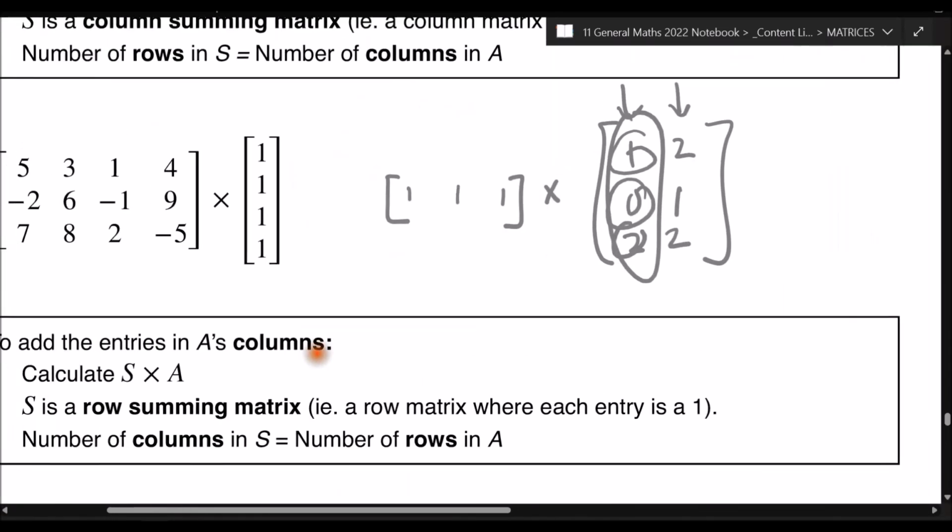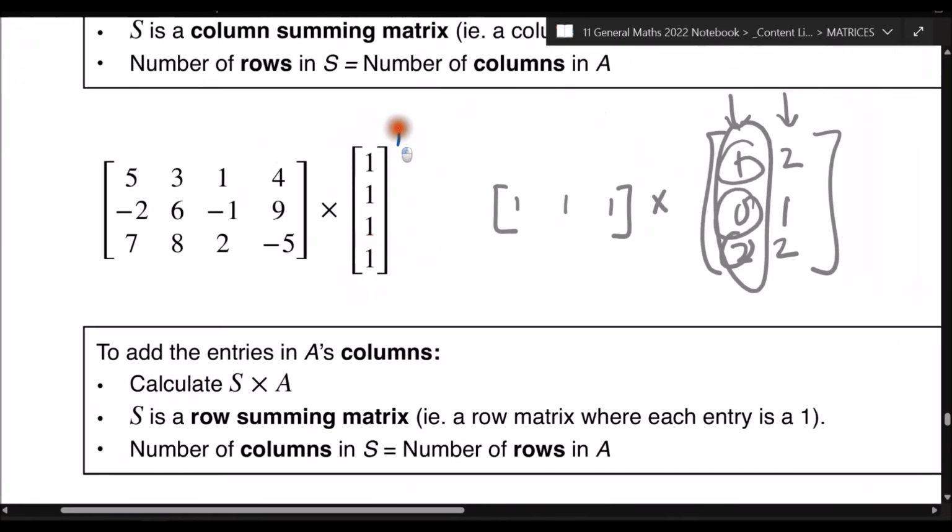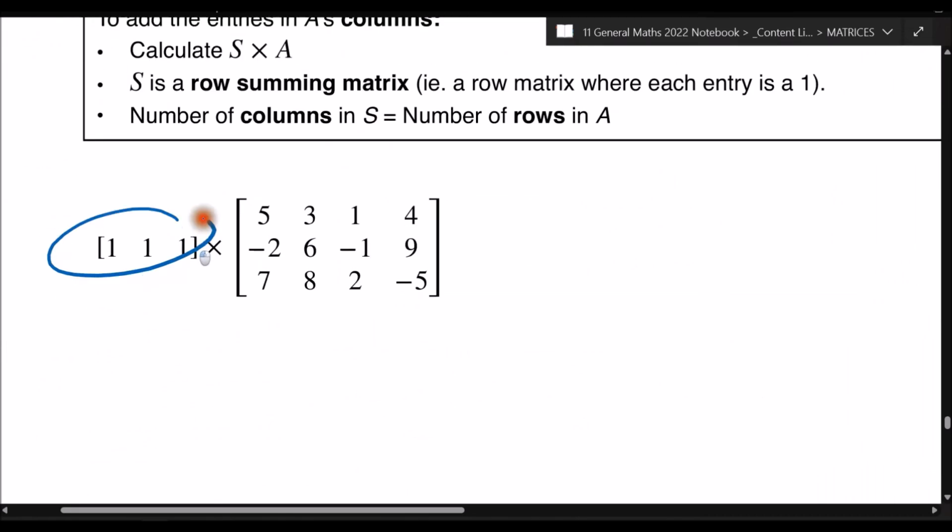Remember what they both do? A column matrix like this goes on the right-hand side, and it adds up all of the rows. A row matrix like this goes on the left-hand side, and it adds up all of the columns. They all have 1s, and the number of elements in the matrix is determined by how many you need to add together. For example, in this matrix here, if I want to add all the columns up, that means I'm adding these 3 values, so you're going to have 3 1s in that summing matrix. Okay, so let's do this one.